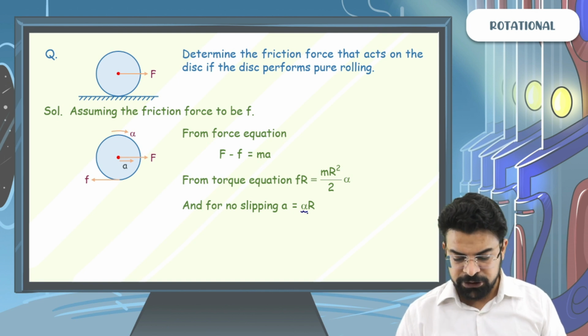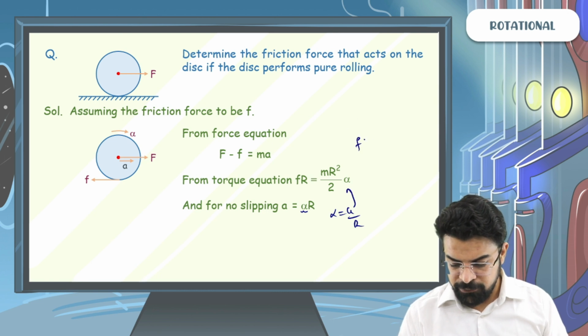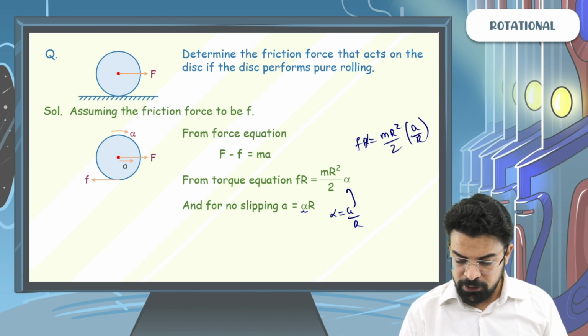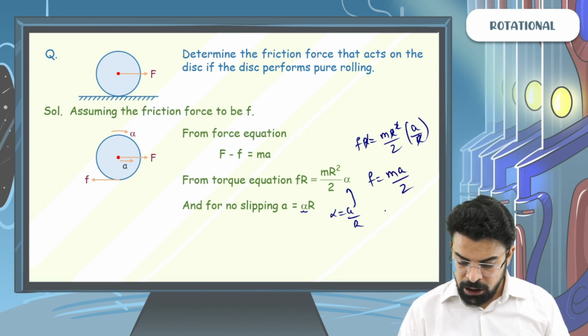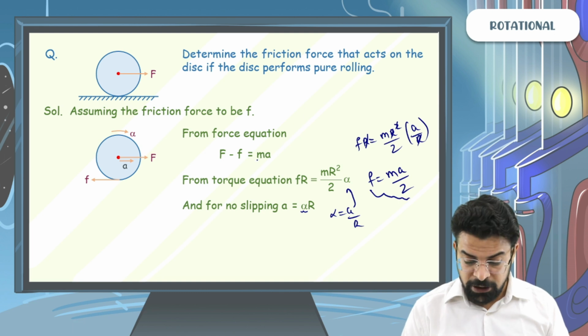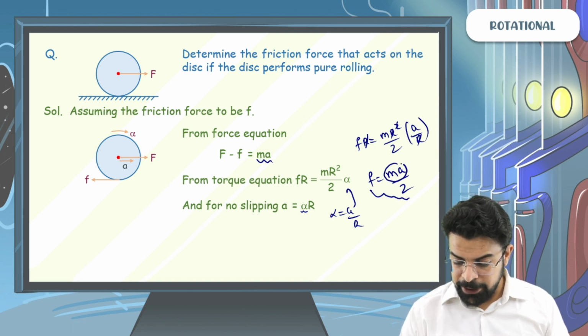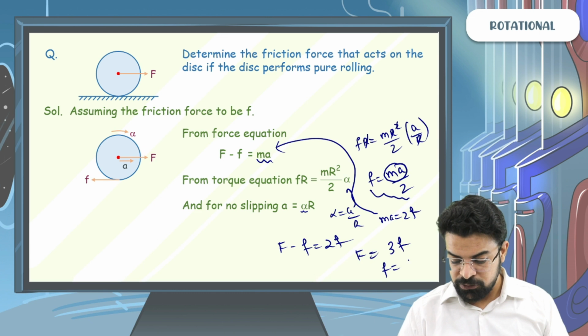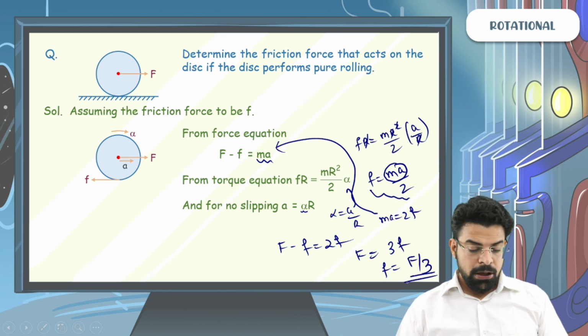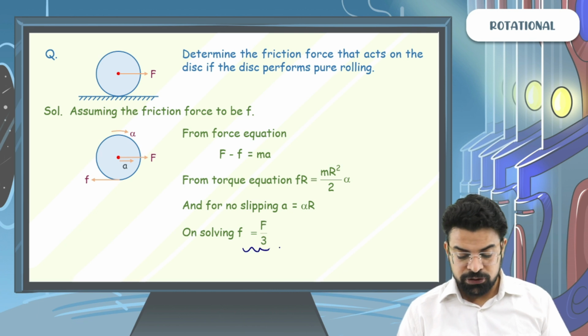From the last equation, we know that alpha equals a by r. Substitute it here. So you get Fr equals mr² by 2 into a by r. Cancel out one r with one r, another r with another r. So you get f equals ma by 2. Now we need to find the friction force, so we need to eliminate ma. We know that ma can be written as 2f and substitute it here. Once you substitute, you get F minus f equals 2f, or F equals 3f, or the friction force has to equal F by 3. Hence, on solving, we get the friction force equals F by 3.